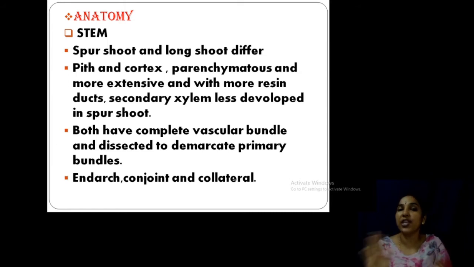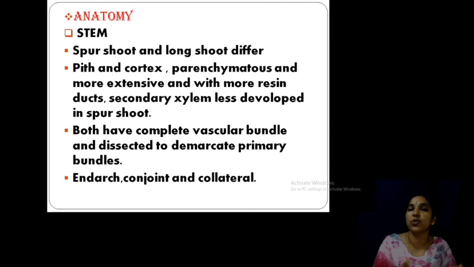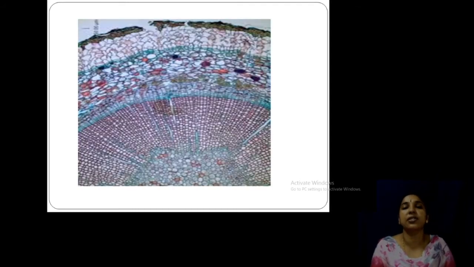There are slight variations in the anatomy of the dwarf shoot and long shoot. The long shoot has more secondary structures than the dwarf shoot. Look at this picture. This is the secondary structure. These are the secondary xylem groups formed, and this is the cortex. The cortex has sclerenchymatous cells, stone cells, and resin ducts also present. And this is the peridermal region after secondary growth.